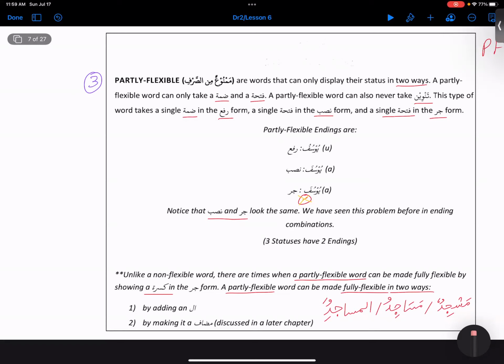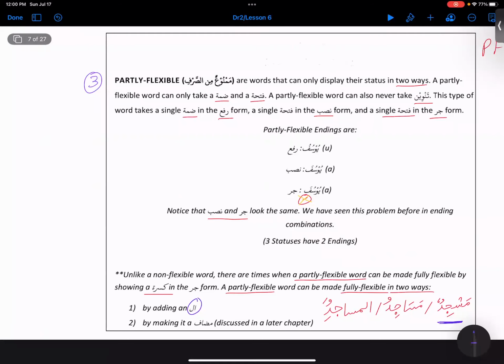Then there is an exception. What is the exception? The good thing is that these partly flexible words, if we put al on them, then they become fully flexible. So for example, if I say the word masjidun, it is fully flexible, right? I can say masjidun, masjidan, masjidin, because this is an Arab word. All Arab words and all Arab names are fully flexible. So masjidun, masjidan, masjidin, fully flexible.